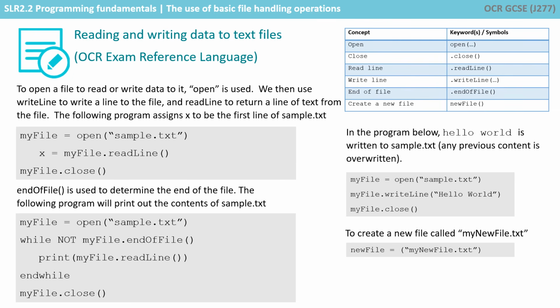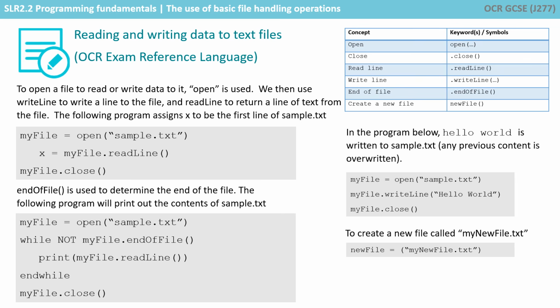So all of the commands we've just been going through have been shown to you in Python. Now in the exam, any code presented to you in the papers will be written in the OCR exam reference language, and this syntax is slightly different to Python or maybe another language you've been learning. As you can see from the table in the top right, the commands are incredibly similar, but the syntax is slightly different. Now don't panic too much. If you're asked to write code in your exam, you can write it in either the OCR exam reference language or the language that you've been using.